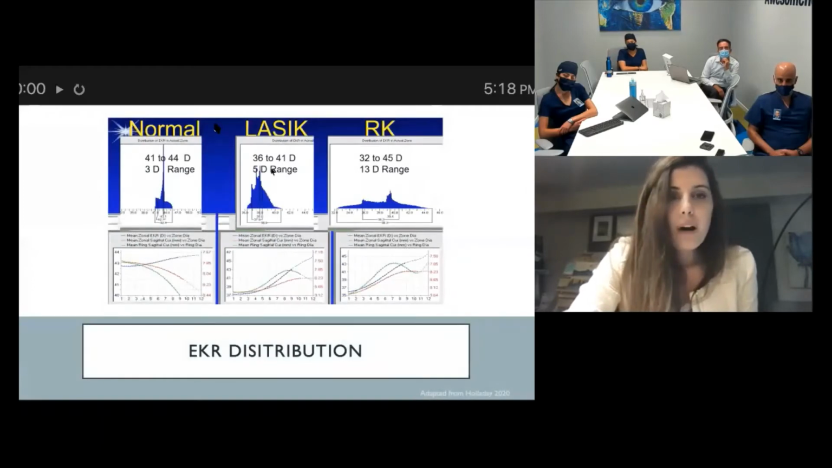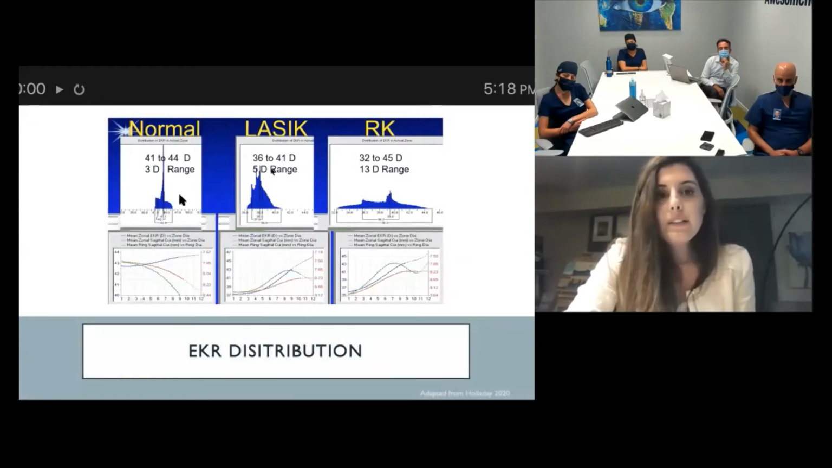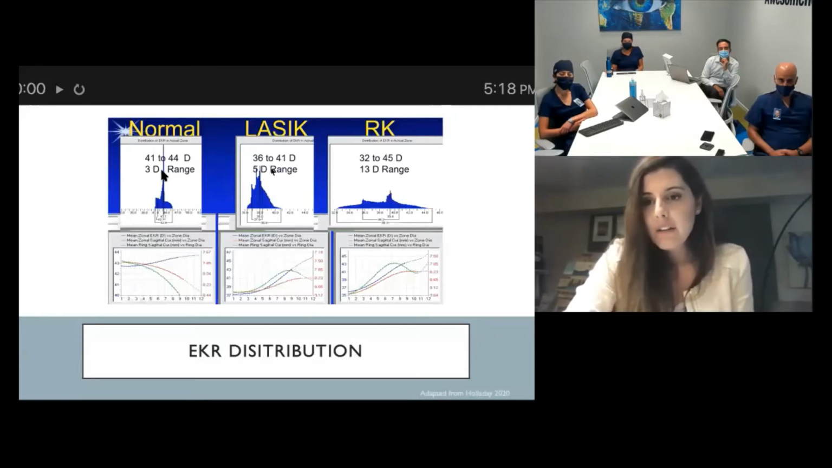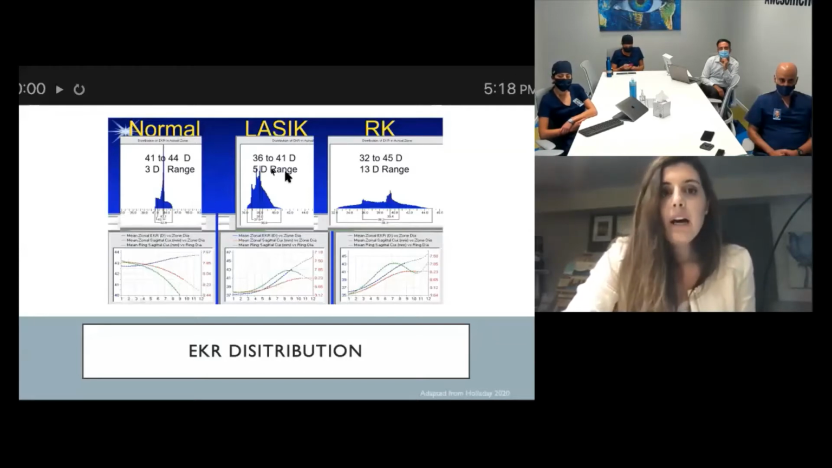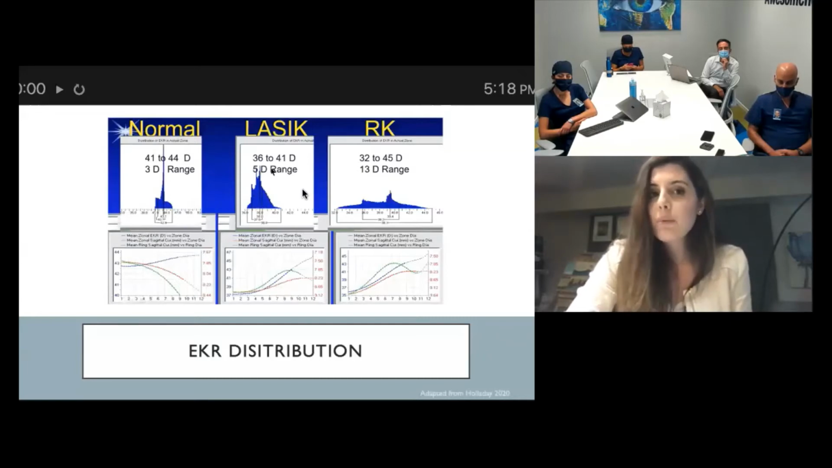Holladay also graphed how this distribution of the EKR can vary from patient to patient and vary after several procedures. So in a normal population, a 3 diopter range with 1 or 2 spikes is typically normal: 1 spike if there is no astigmatism, 2 spikes if there is a little bit of regular astigmatism. In post-LASIK patients, you can notice that this range is much wider, and you might have more spikes because the cornea becomes a little bit more irregular.